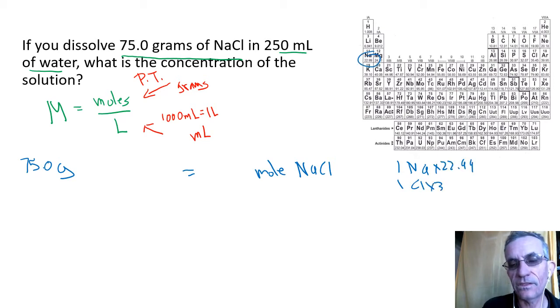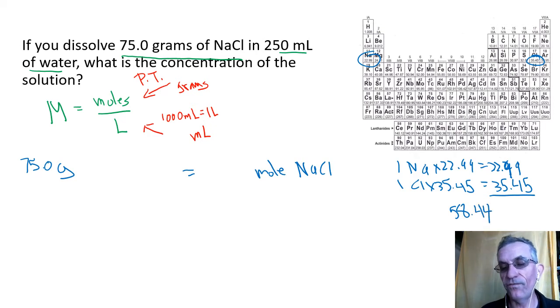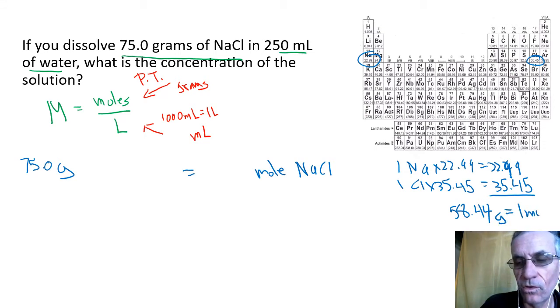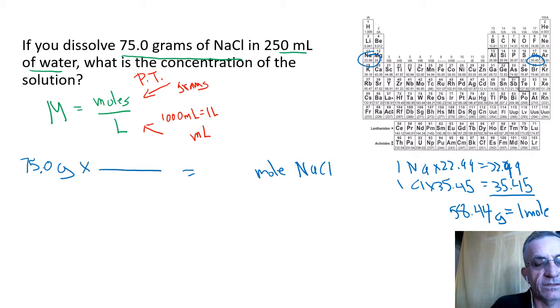Chlorine, 35.45. Right there. If you add it together, just one of each, the grand total works out to be 58.44. That's always a conversion factor. 58.44 grams equals a mole. There's your conversion factor. All right, so with that in our head, let's see what we need to do.